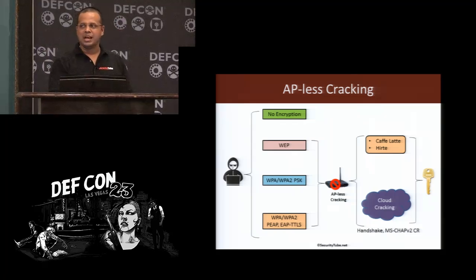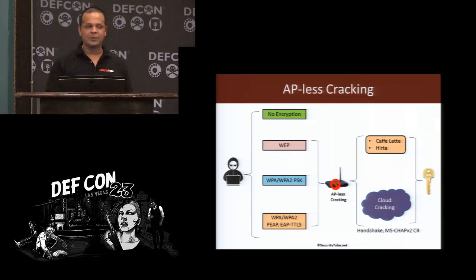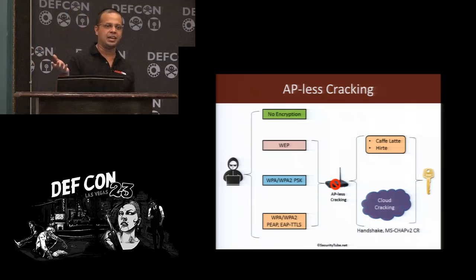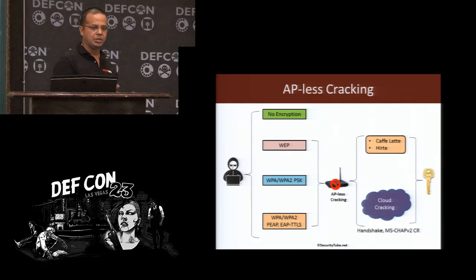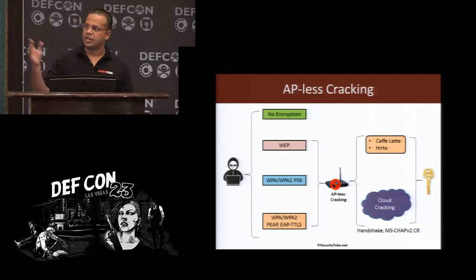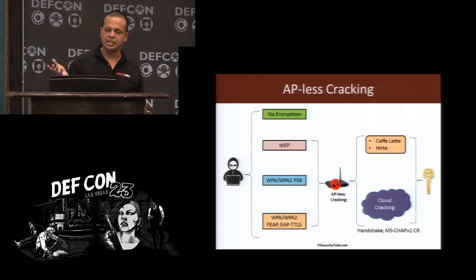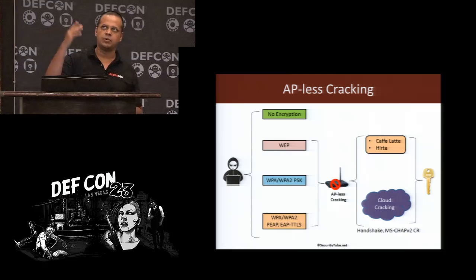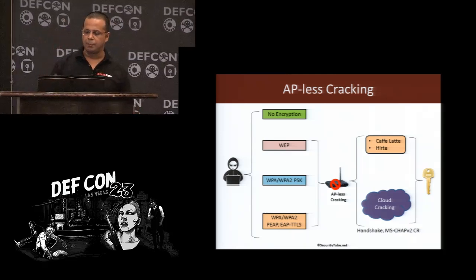So, what are the different ways by which clients can be attacked? As I said, AP-less cracking is really what happens in the wild. When there is no encryption, that's of course easy. Then you have WEP, PSK, PEAP, TTLS, and all of that. And there are different techniques for AP-less cracking, which include the Caffe Latte, which I discovered eight years back, and a bunch of others.